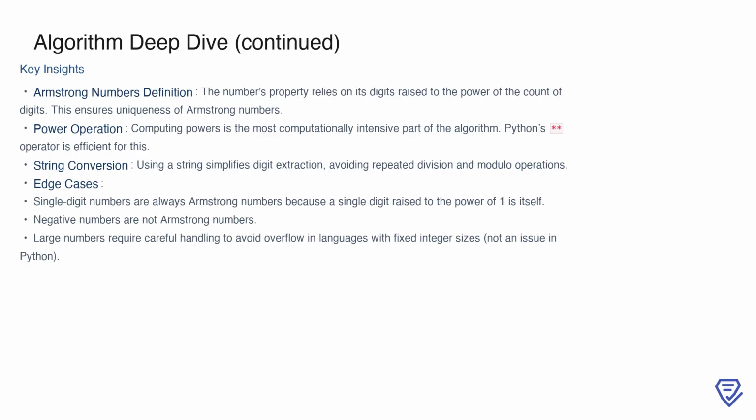It's also important to consider edge cases. For instance, single-digit numbers are always Armstrong numbers because any number raised to the power of 1 is itself. Negative numbers are excluded by definition. Lastly, while Python can handle large integers without overflow, this might be a concern in other languages with fixed integer sizes, so it's worth keeping in mind when implementing the algorithm elsewhere.